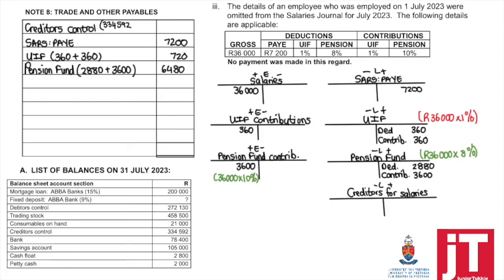Now we can calculate how much we owe our employee. Gross minus deductions equals the net salary, which means that $25,560 is owed to my employee.